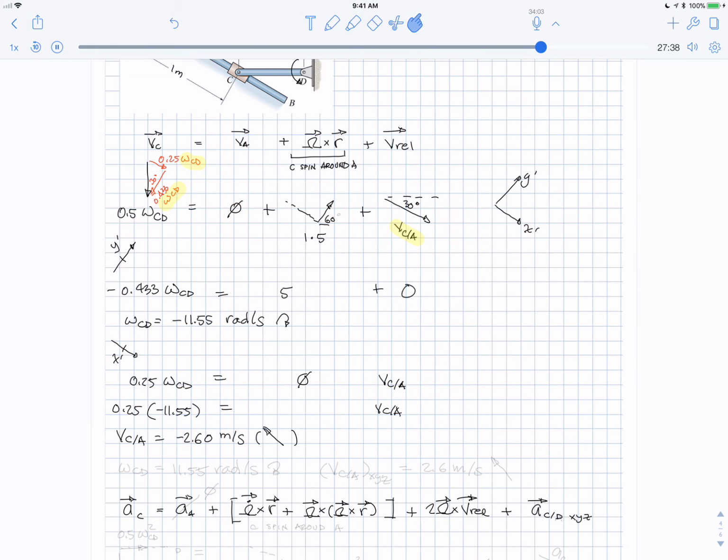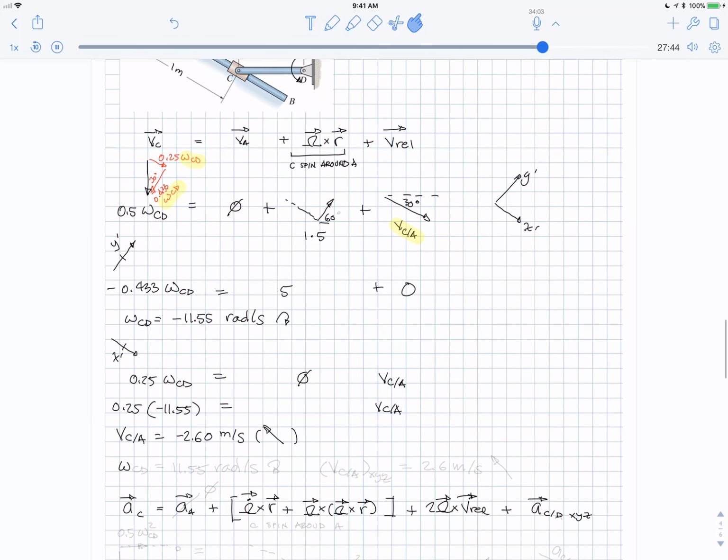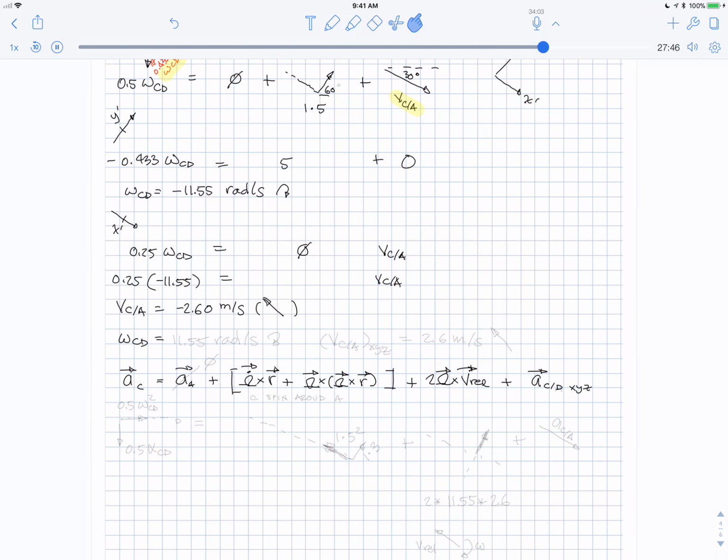Let me write down everything we've got so far. We have omega CD is 11.55 radians per second clockwise, and VC relative to A is 2.6 meters per second going that way. Okay, so now on to the acceleration.